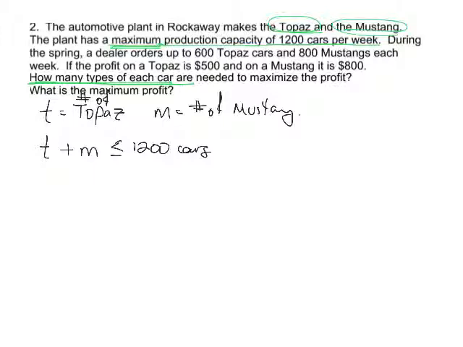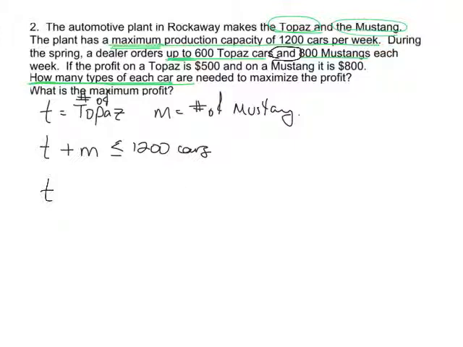Now let's go on into the problem, change colors. If during the spring a dealer orders up to, well, that's kind of a key word, orders up to 600 Topaz cars and 800 Mustangs each week. So how do we phrase that? By virtue of the fact that I see the word "and" in here, I'm going to work from the idea that for the dealer, Topaz is, oh, I just circled the wrong thing. I'm sorry. Let me go back. Here we go. Okay. That the dealer orders up to 600 Topaz and 800 Mustangs each.